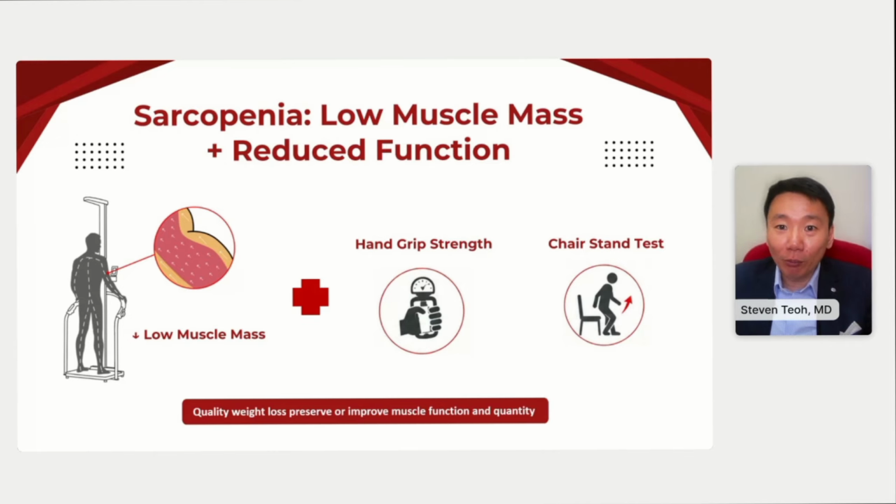Therefore, apart from body composition assessment focusing on muscle mass, there are some simple functional assessments such as the hand grip test and chair stand test that are important for us to assess the patient holistically. So quality weight loss is not just about preserving muscle quantity now, it is also about preserving or improving muscle function.